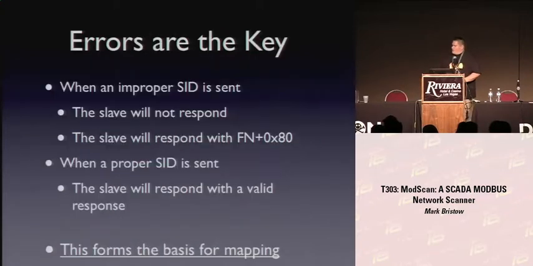So if your flow is this, you get an error or are ignored when there's an improper ID, but when the proper ID is sent, you get that function code back. Now we've got a binary switch where we can say, okay, if we meet these conditions, it's not the right one. If we meet this condition, it's the right one. And now we have a fundamental basis for how to do mapping.